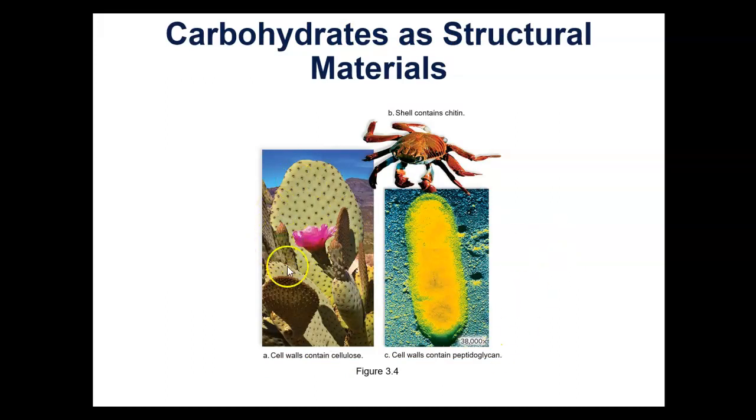Here's a picture of a cactus. The cell walls of the cactus contain a polysaccharide called cellulose. The shell of this crab contains a polysaccharide called chitin, and the cell wall of this bacterium contains peptidoglycan.